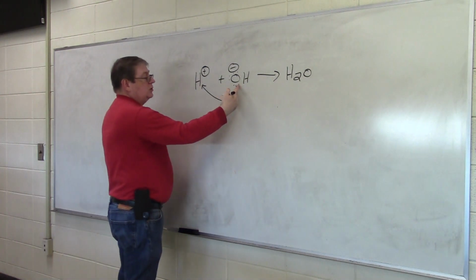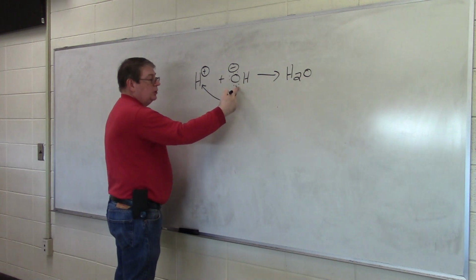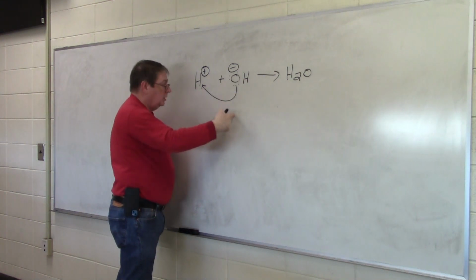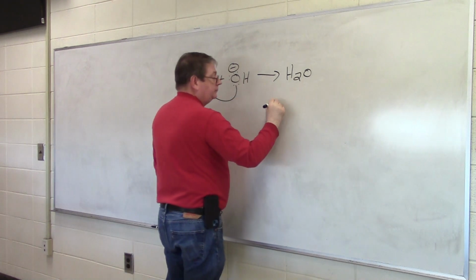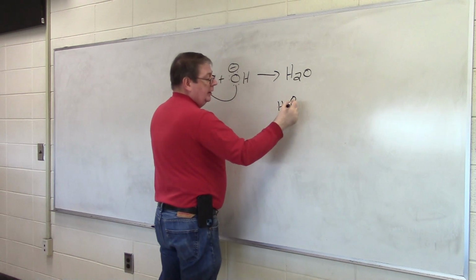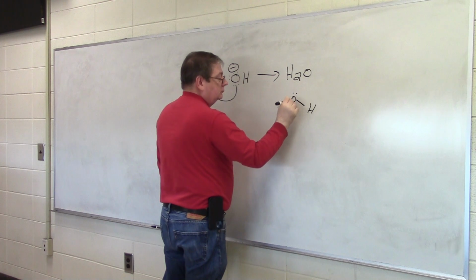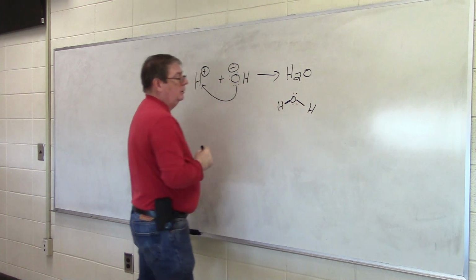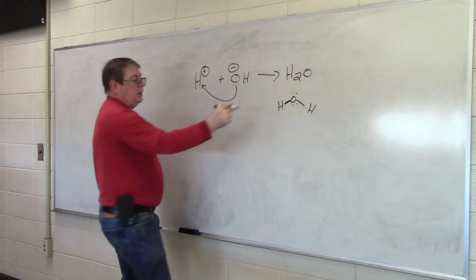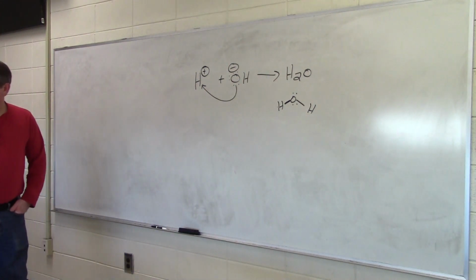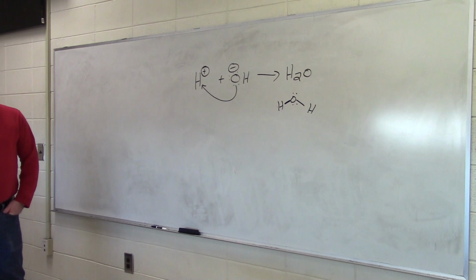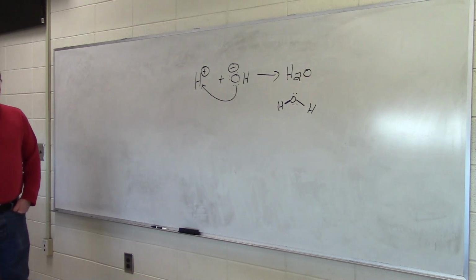So this is donating its pair of electrons, which it formally owns right here, to hydrogen, which formally owns none, to make that bond. This bond right here. Okay. This bond already existed in this. So that's where the electrons are going. Do you have any other examples?